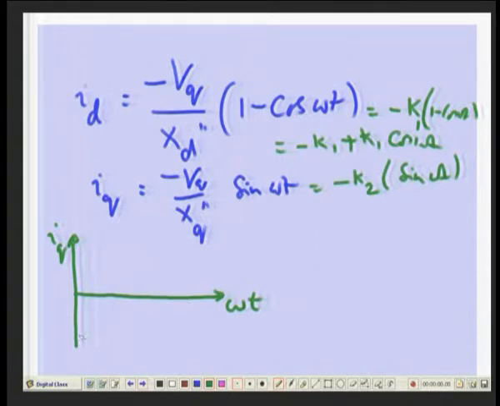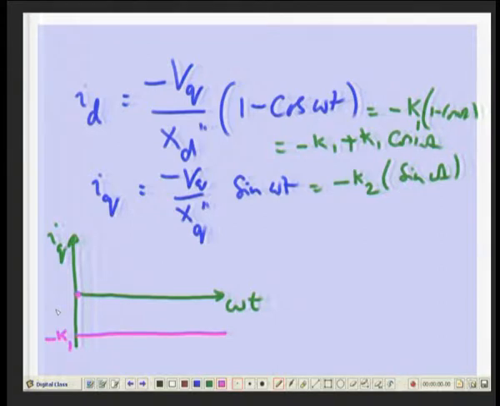Okay. Let me try to plot. Supposing this is minus k1, then plus k1 cos omega t. So, if omega t is 0, now if omega t is 0, this is 1, no? Huh? No, omega t is 0, this is 1, isn't it? No, omega t is 0 means this is 1. Minus k1 plus k1 is equal to 0 total. That is what I am saying. So, it will start here.